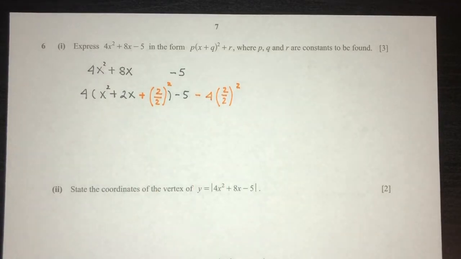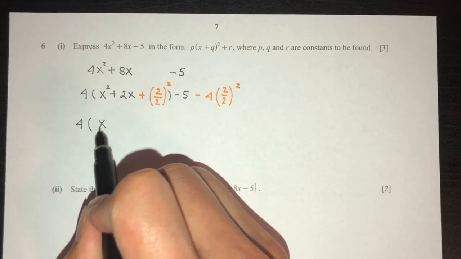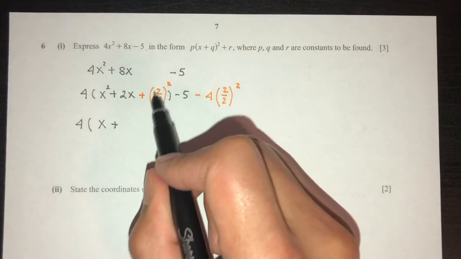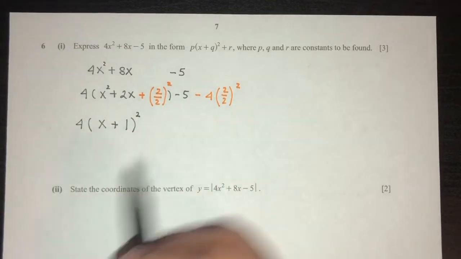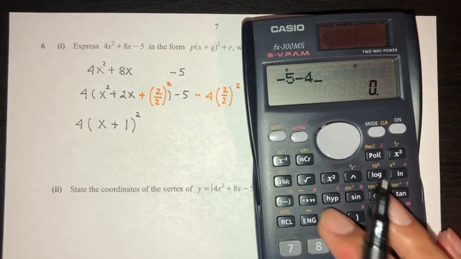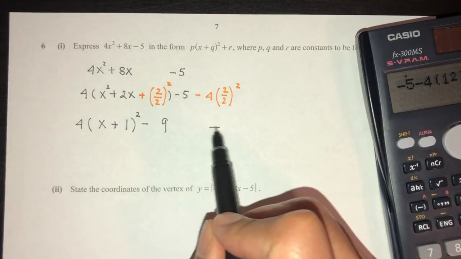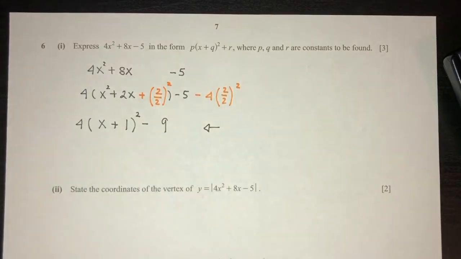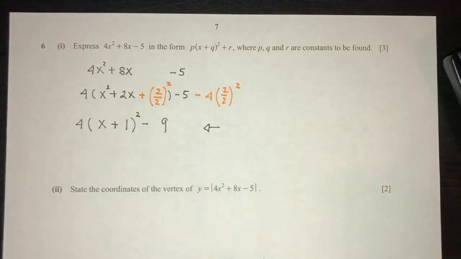Now we have to simplify. 4 is 4. X will become x. So x will become x. Here we have plus. We have to write plus. Inside we have 1. We write 1. And square will go outside. So here we have what? Let's check. Minus 5. Minus 4. 1 square. That will be minus 9. So this will be your answer for part 1. Completing the squares for this equation, where p is 4, q is 1, r is minus 9.